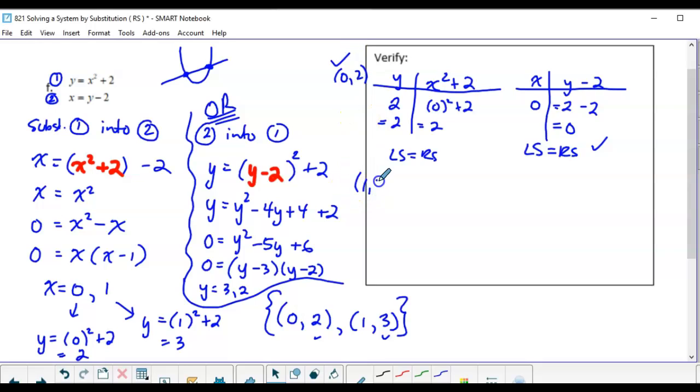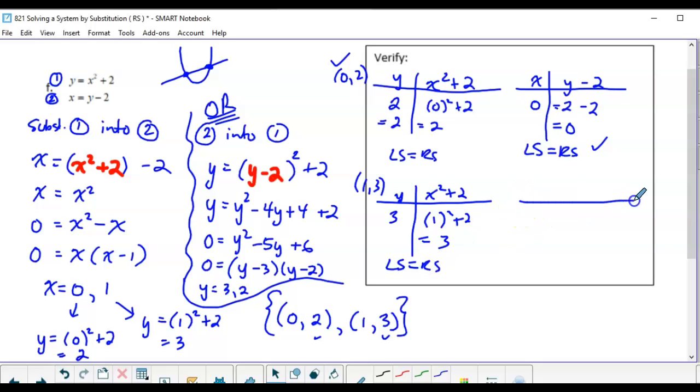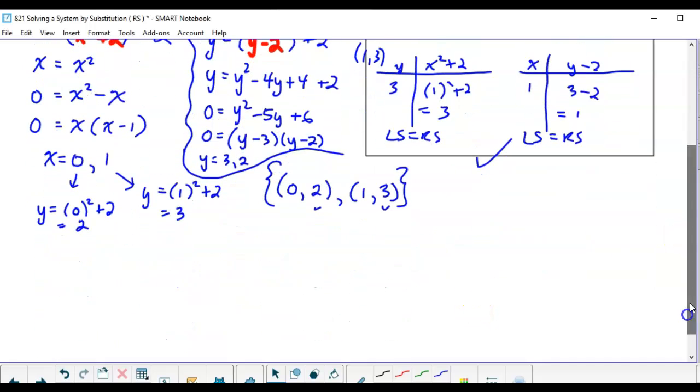Now the other point's 1, 3. So 3 for y, 1 for x. And that gives you 3. Left side equals right side. Then x equals y minus 2. So your x is 1, your y is 3. Left side equals right side. Okay, we verified.